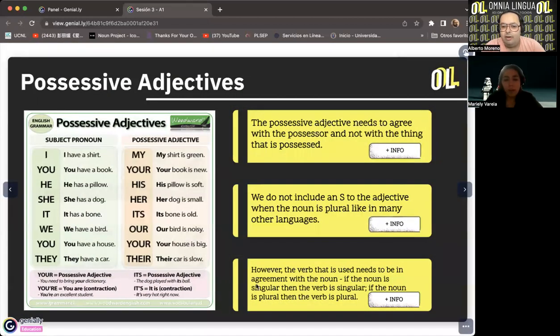And then it says, however, the verb that is used needs to be in agreement with the noun. If the noun is singular, then the verb is singular.